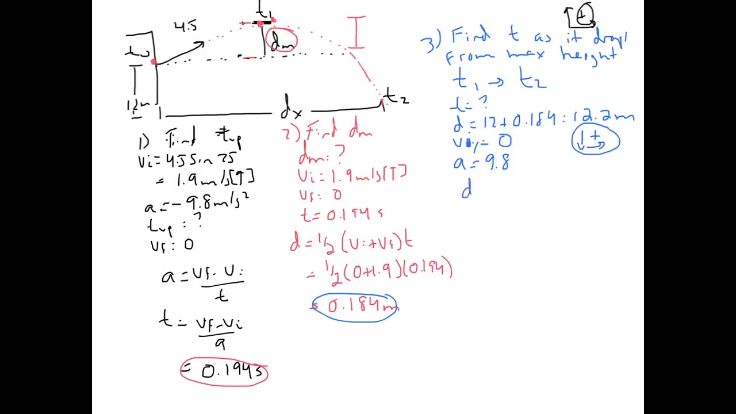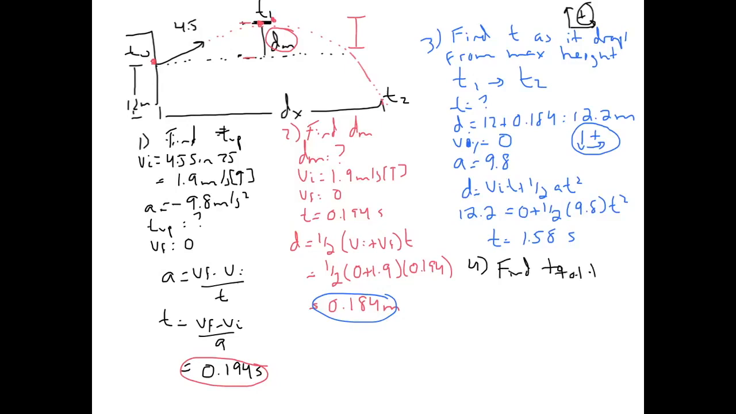So let's use the equation d equals Vi t plus 1 half a t squared. 12.2 is equal to 0 plus 1 half 9.8 t squared. When you rearrange, collect like terms, solve for t, you end up getting 1.58 seconds. So now the fourth step, we are going to find t total. In other words, we're going to find t0 to t1 plus t1 to t2. That's not too difficult. This is 0.194. We just found 1.58, and that gives us 1.77 seconds.